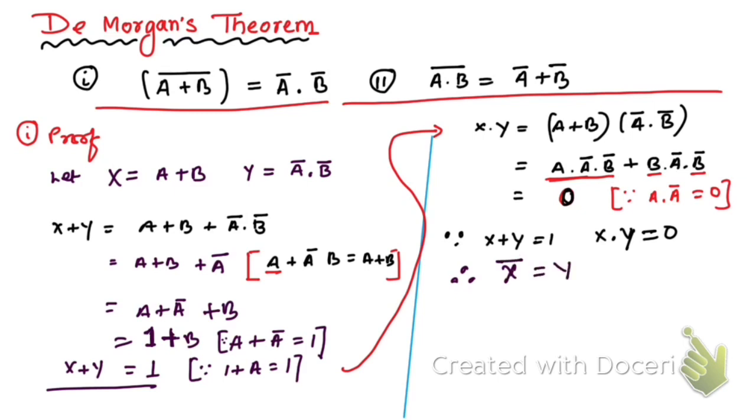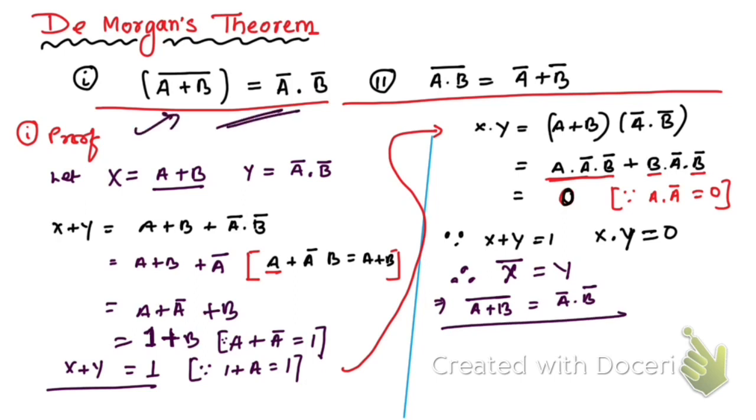And if that is the case, then x complement means, here x is a plus b, so complement of a plus b, and y is a complement dot b complement, right? And this is the first identity, the first theorem, De Morgan's theorem. So now let us prove the second one. Let me copy this one and go to the next slide. So here is the theorem.